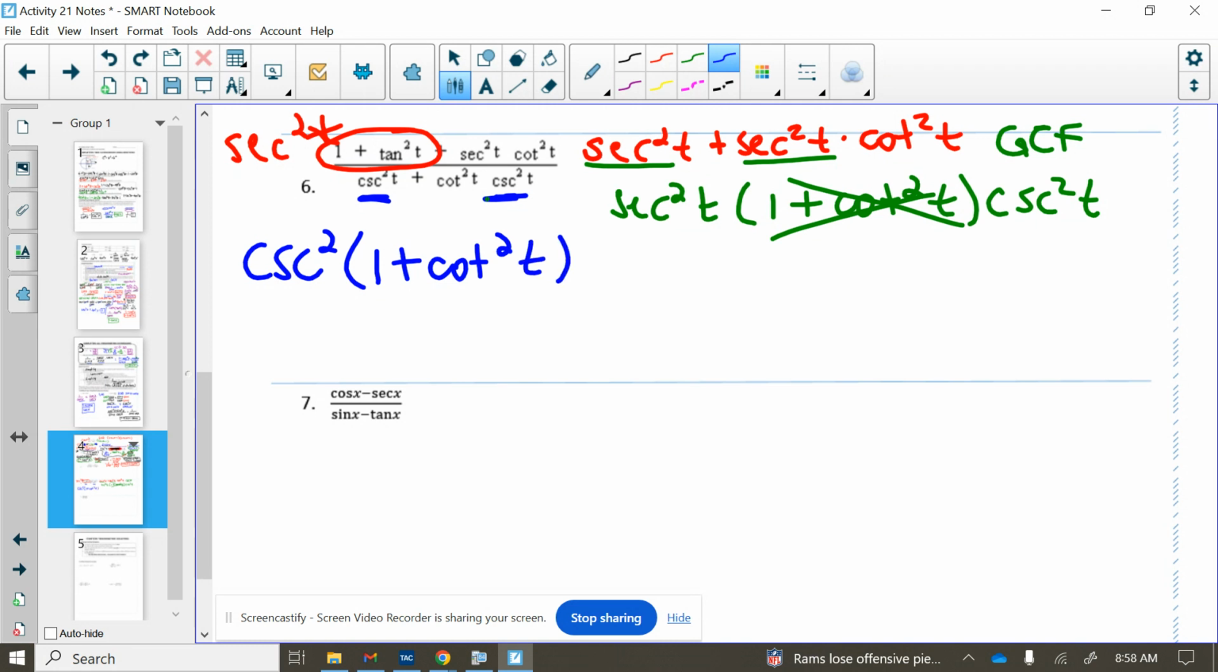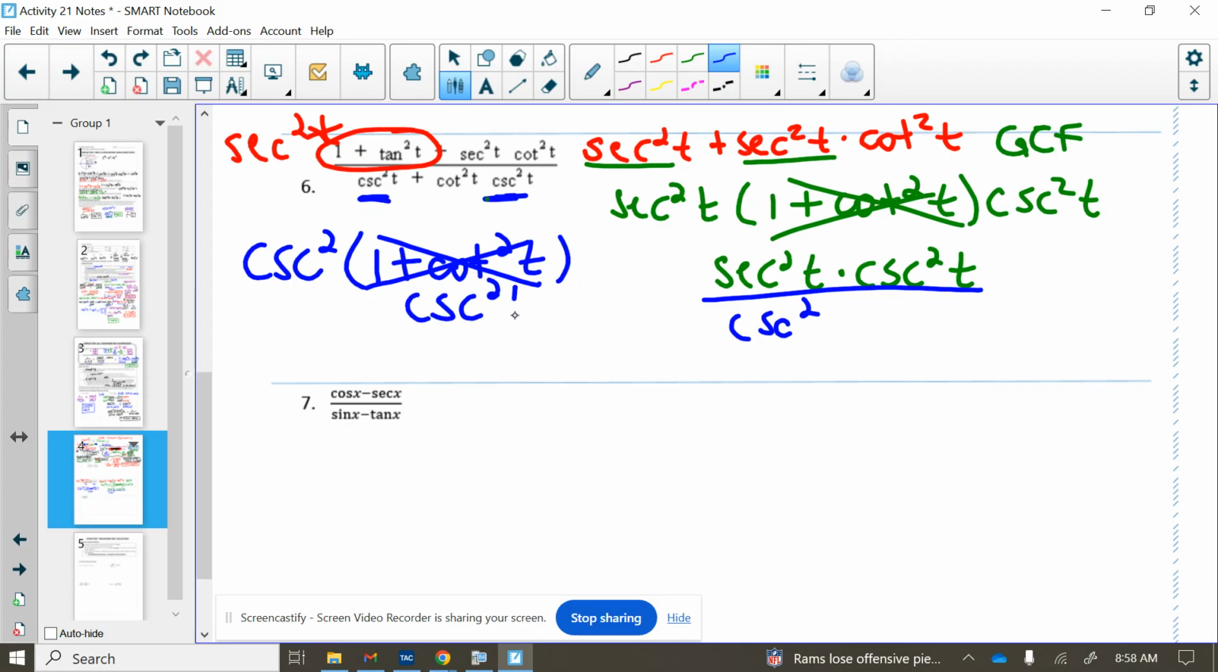So right now, if we put these back together, it's almost like we're bringing them back. We have secant squared t times cosecant squared t. And then in the denominator, we have this cosecant squared t. And if we want to even simplify this, we can make this another cosecant squared t. So we brought these two pieces together, numerator, denominator.